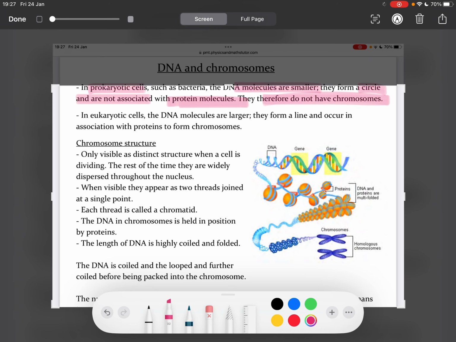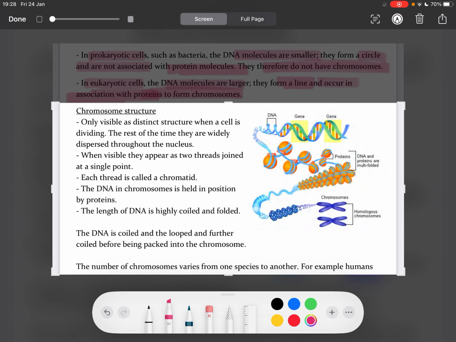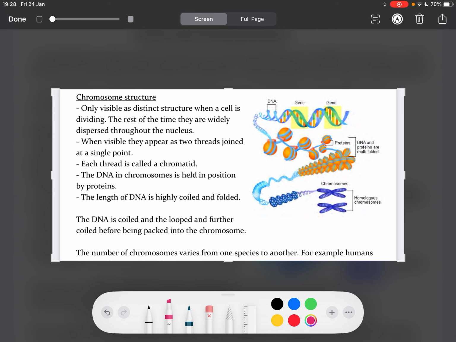Now, what has chromosomes? My lovely eukaryotic cell. In eukaryotic cells, the DNA is larger. They form a line, not a circle, and occur in association with proteins, just the opposite of prokaryotic cells, and they form chromosomes. Do you know what a chromosome is? A chromosome, as we said, is a thread-like structure made of protein and DNA that passes hereditary information on. What structure does the chromosome have?